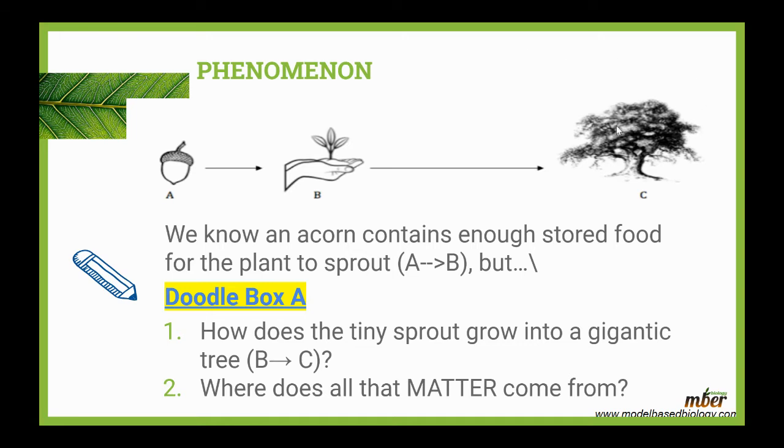That's a tree that you can build a clubhouse in, put a nice swing on. That's a big tree. How does it do that? So, real quick, answer one. What do you think? How does the tiny sprout grow into a gigantic tree? Where does that matter come from? Take a second, write something down. I will be asking for volunteers in just a minute to tell me what you think.